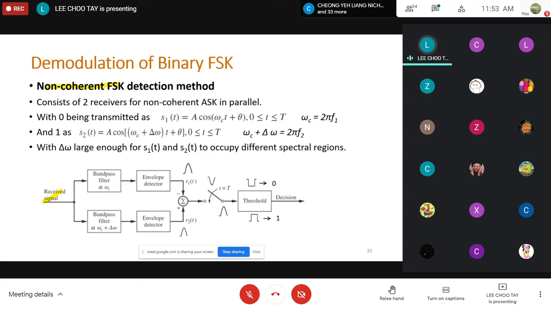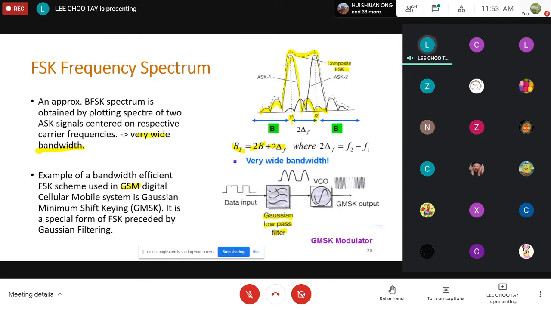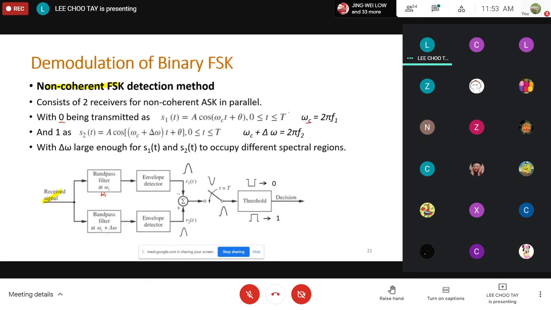Let's say now a 0 is transmitted at omega C, basically this is omega 1, or F1. So we pass the signal through a bandpass filter that is centered at omega 1. If you refer back to this one, a bandpass filter centered at omega 1 will recover this portion, so that will recover my binary zeros. Then I pass it through an envelope detector. So do I have any pulses at this frequency or not? If there is, then of course they will produce an output.